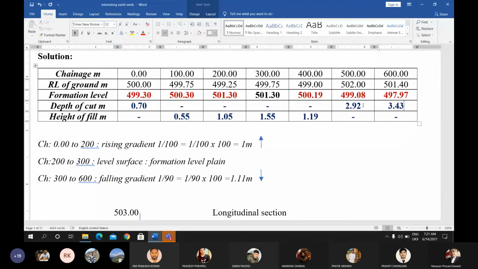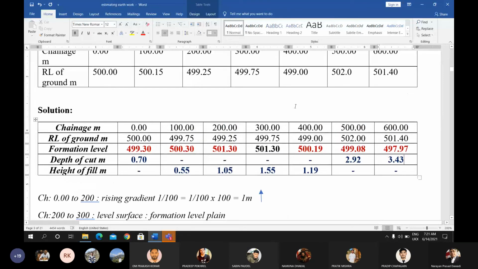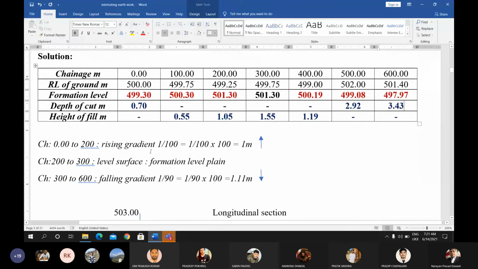Now the calculation is done in this way. If you don't understand, you will understand in the next numerical problem also. We have to calculate in this way in the next numerical problem also. According to the provided gradient, we have calculated these formation levels. After finding the formation level, compare the ground level and the formation level. If the formation level is greater than ground level, there will be fill. If the formation level is less than the ground level, there will be cut, and accordingly the depth of fill and cut is calculated.